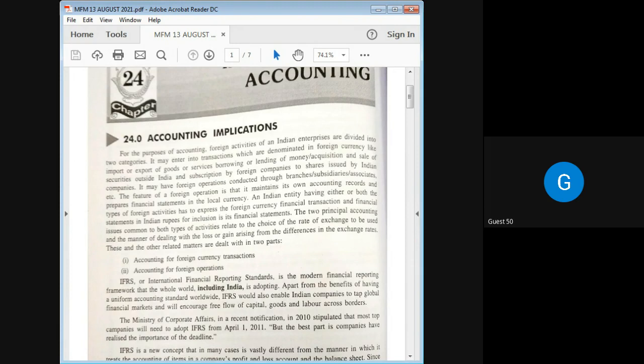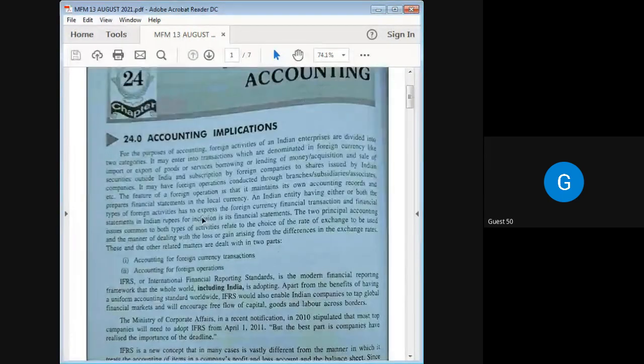But when we record the transactions of the foreign branches, the main problem that companies or enterprises face is which exchange rate to adopt for recording the transaction.